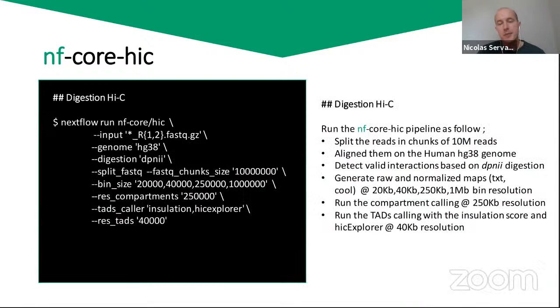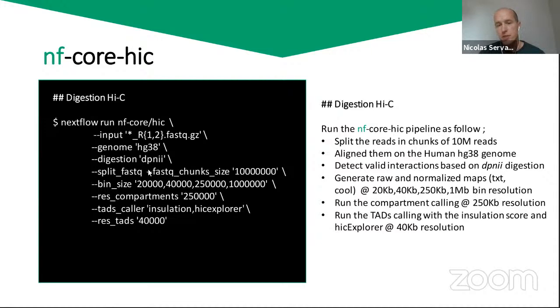Here I'm giving a more advanced command line to give you an example of what we can do. If I have to translate this command, basically it's the same. I'm giving my FASTQ file. I want to align on hg38. This is a digestion Hi-C, so made with the DpnII enzyme.